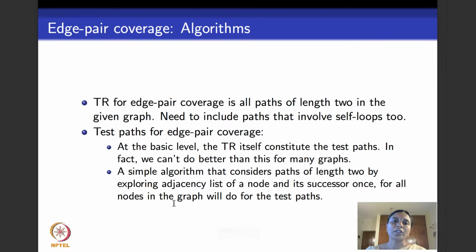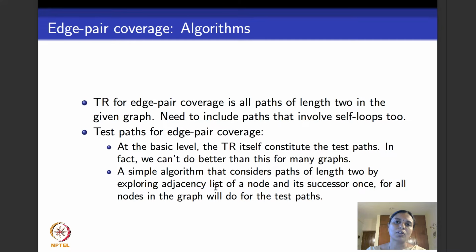We move on. The next coverage criterion in our list is what is called edge pair coverage. The test requirement for edge pair coverage is all paths of length 2. Here, when I say all paths of length 2, I need to include paths that involve self loops also. How do I compute all paths of length 2? I can compute all paths of length 2 by exploring the adjacency list of a node and its successor and stopping at that, right?